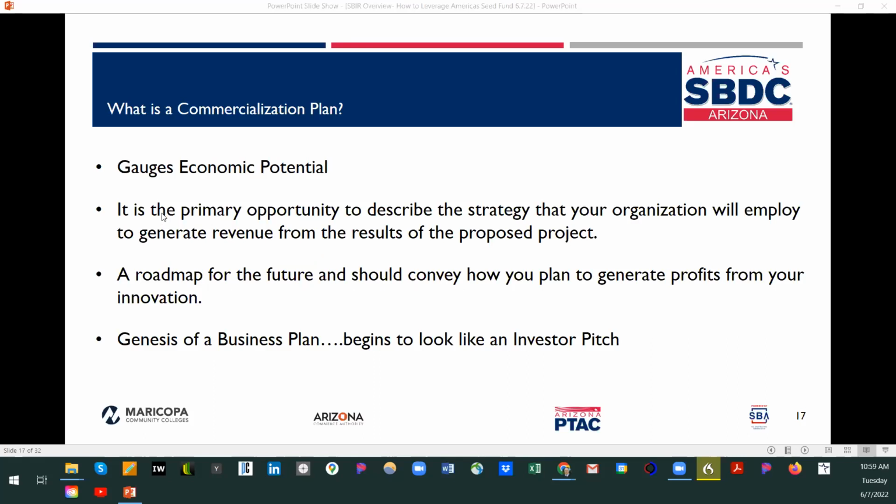So what, in a sense, I talked about it being a business plan. It is. It gauges the economic potential, and it's really the opportunity for you to describe how you're going to generate revenue from the proposed project. This business model is really, really important. It's going to talk about how you convey a plan to generate profits from your innovation. So not just revenue, but how is it going to become profitable?